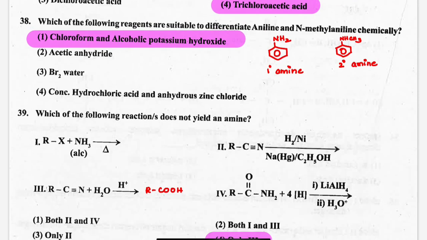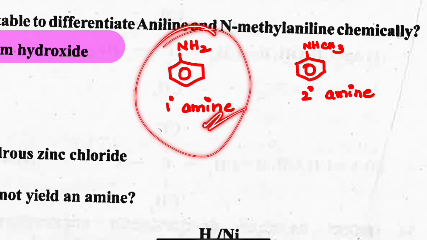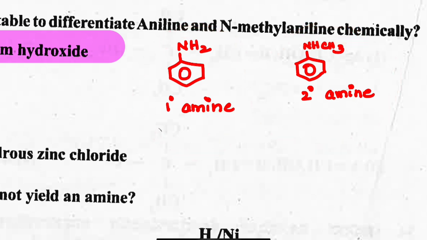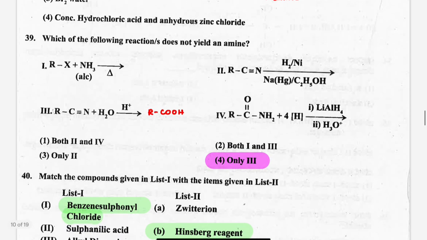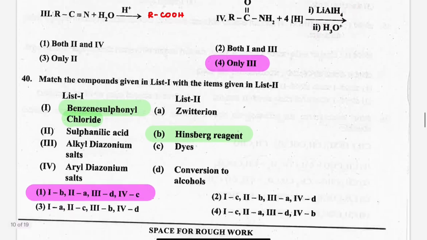Which of the following reagents are suitable to differentiate aniline and N-methyl aniline chemically? You can see this is aniline, which is a primary amine, and this is N-methyl aniline, which is a secondary amine. So here chloroform and alcoholic potassium hydroxide can be used. Which of the following reactions doesn't yield amine? The answer is the fourth one. Option is 4, only 3. Here you can see this will give acid, all the others will be giving amine.